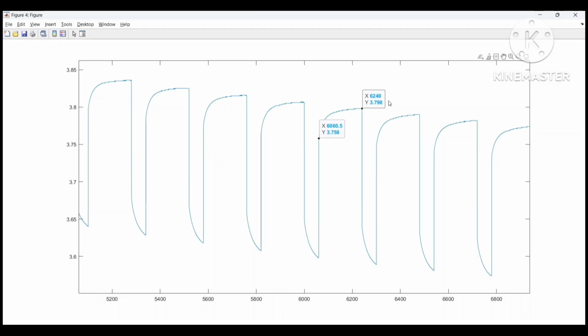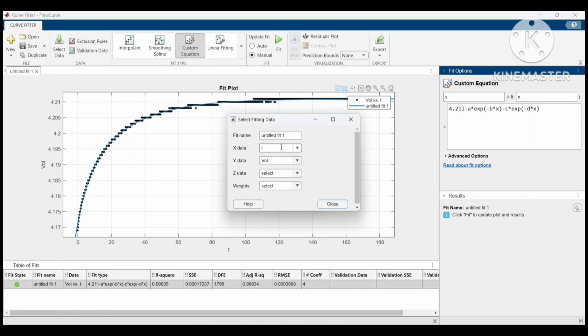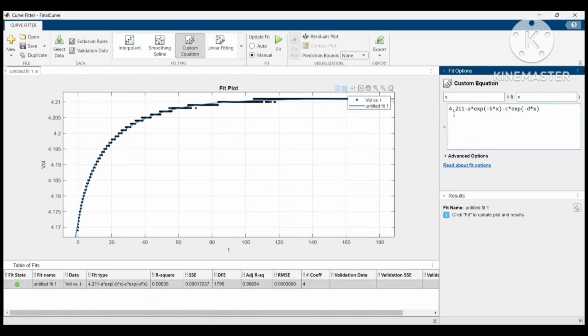To estimate these parameters, we can use two different methods. One is called curve fitting. For curve fitting, I selected the time versus voltage data and I wrote down the equation where A, B, C and D signify R1, R2, tau1 and tau2. If I click on fit, I will get the values of these parameters.